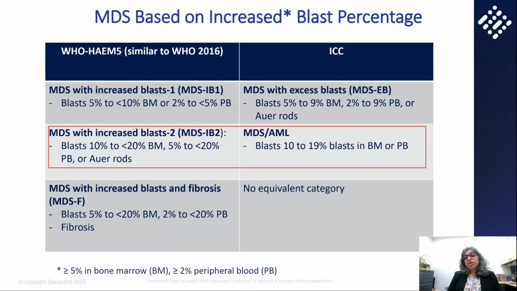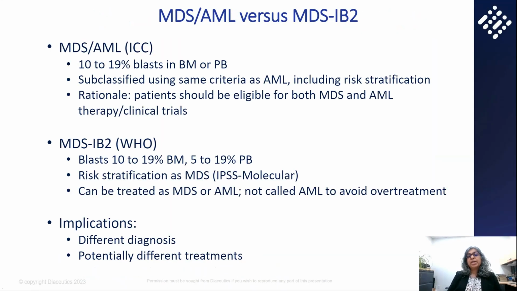So this particular group, MDS/AML and the corresponding MDS increased blasts 2 in the WHO 5th edition, creates diagnostic challenges. And let's see a little bit more about these two and what the significance is. ICC uses the term MDS/AML, as I mentioned, for cases with 10 to 19% blasts in bone marrow or peripheral blood. And the reasoning is that these cases really lie on the border between MDS and AML in terms of their biology or prognosis. So therefore, the nomenclature was changed to reflect that.